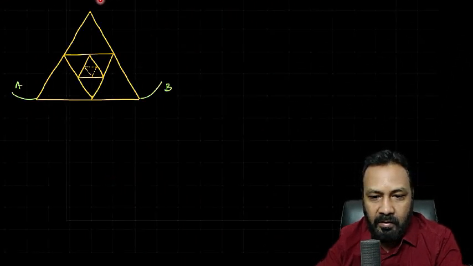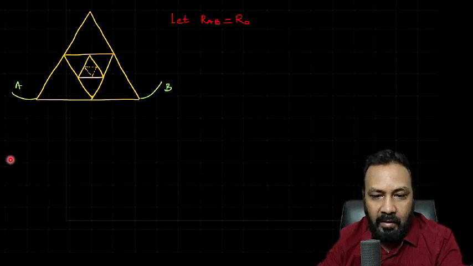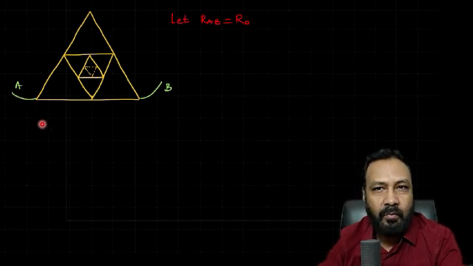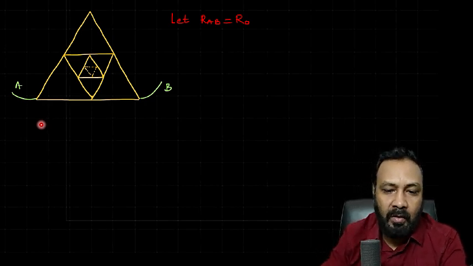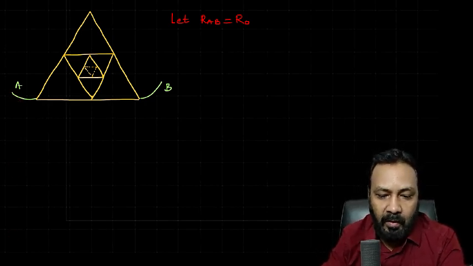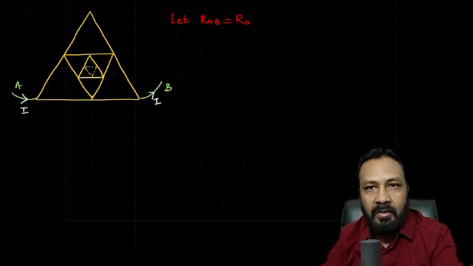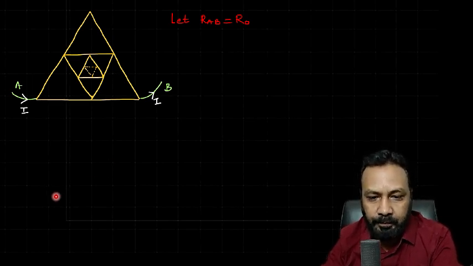So here is this diagram. Suppose current I enters. Before that, let's assume that the required resistance RAB is R0. So suppose current I enters at A and leaves from B.